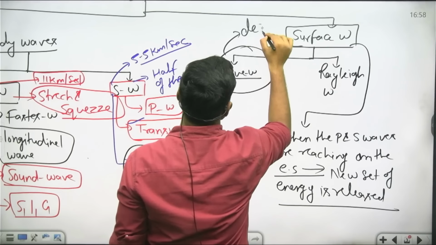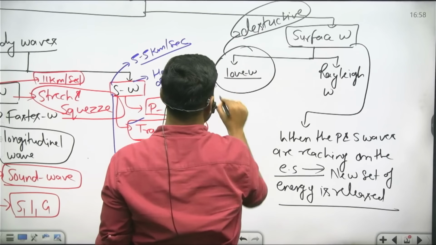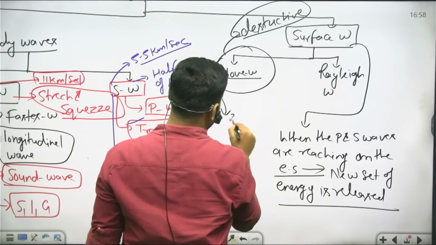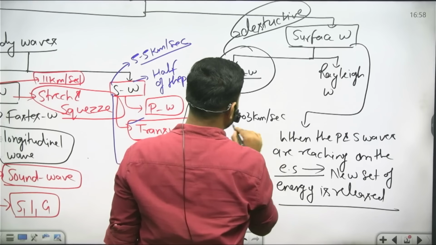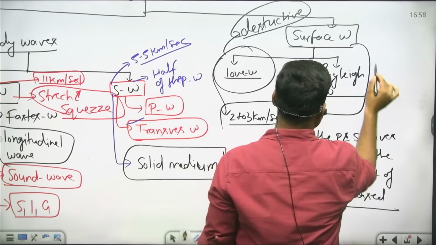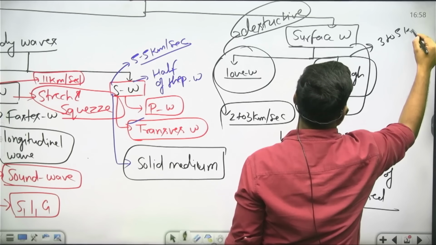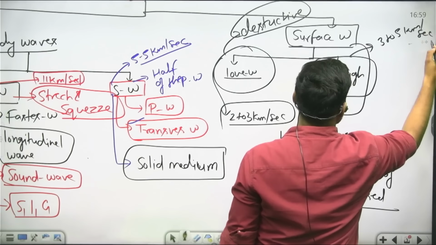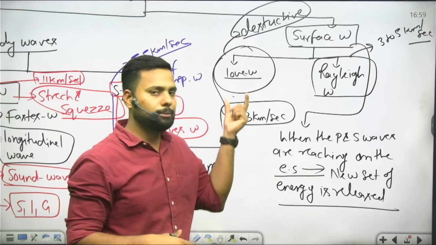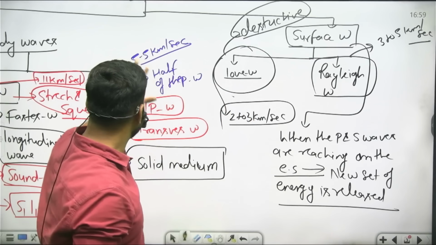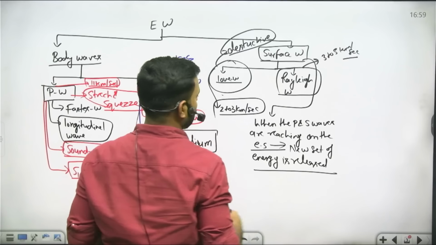Love wave is the most destructive wave because its velocity is ranging between 2 to 3 kilometer per second, this is the highest velocity. And the velocity of Rayleigh wave is 3 to 5 kilometer per second. So this is Rayleigh wave. And Love wave is most of the time responsible for tsunami and other things. So this is a brief discussion about the earthquake waves.